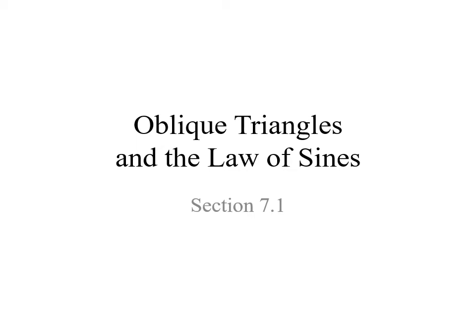So we could have the acute angles. Remember, those are the ones that are less than 90 degrees. Or we could have the obtuse angles here, that are the angles between 90 and 180. So that's what we're talking about with oblique. It just means that it's not 90 degrees. It's not a right triangle.